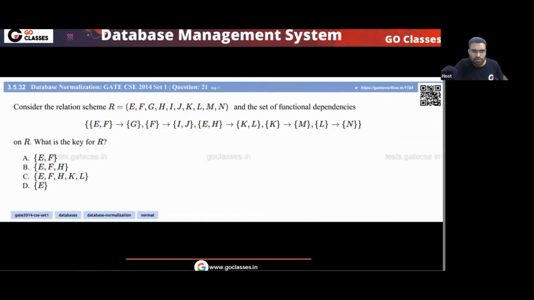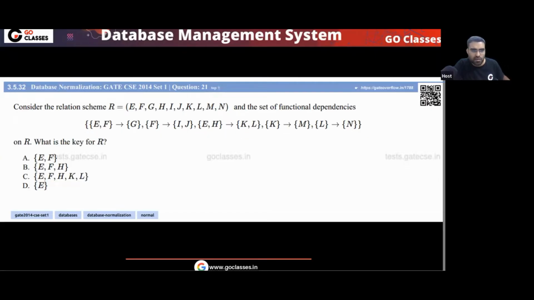So let's move on now. Let's solve this question. This is a GATE Computer Science 2014 question. Consider relation schema R. These are the attributes. So many attributes are given to you. The set of functional dependencies, these are the functional dependencies that are given to you.